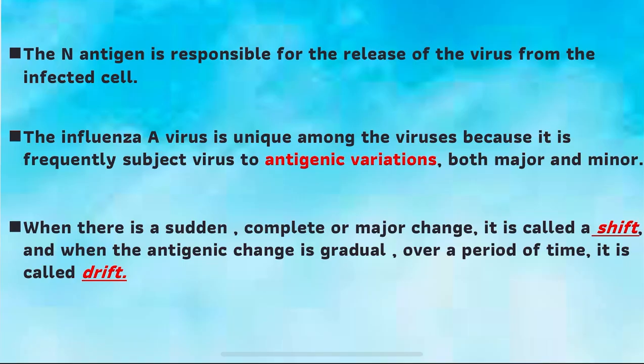The only thing you have to remember is shift. Shift is when there is a complete change, a major change, and also it is very sudden. Suddenly shift. You can remember, suddenly you shifted your home. So a sudden shift, completely. You don't do partial shifting, half things there. No, you're going to completely shift. When there is a complete change or a major change, then it is a shift. When the antigenic changes are occurring very gradually over a period of time, it is called a drift. So, drifted gradually, slowly over a period of time, then it is a drift.